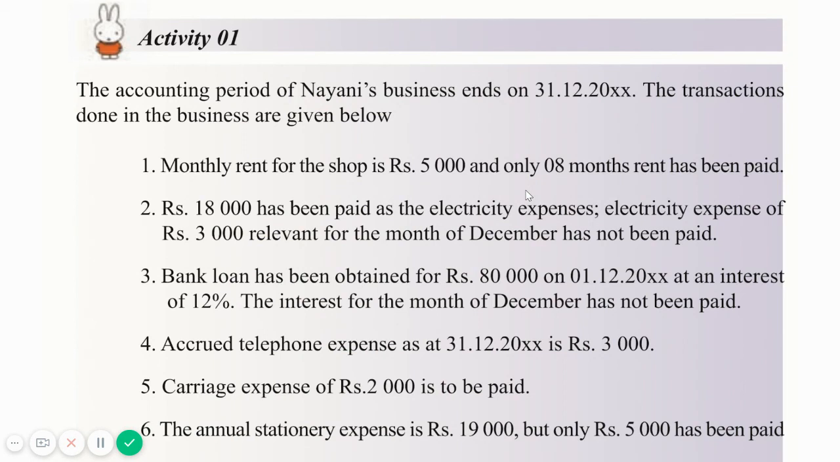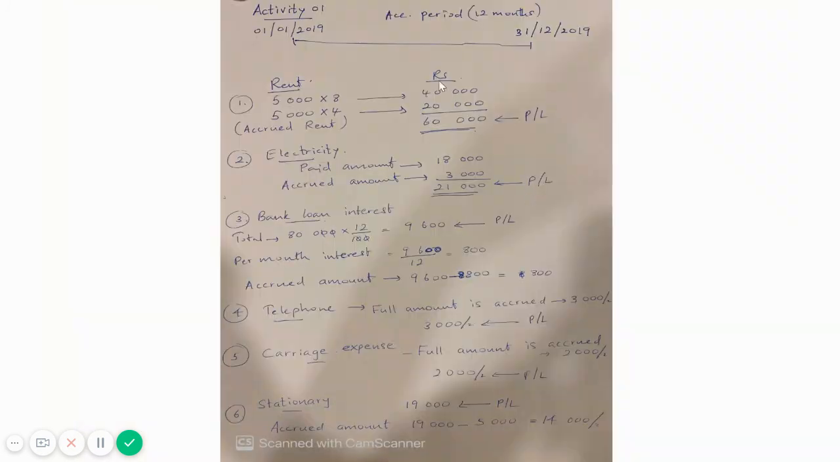Then a bank loan has been obtained for 80,000 on 1st December 2019 at an interest of 12%. The interest for the month of December has not been paid. Again, the last month's interest is accrued. So 80,000 is the total loan amount. 12% of that will be 9,600. So that is for the whole period. 9,600 is for the whole accounting period of 12 months.